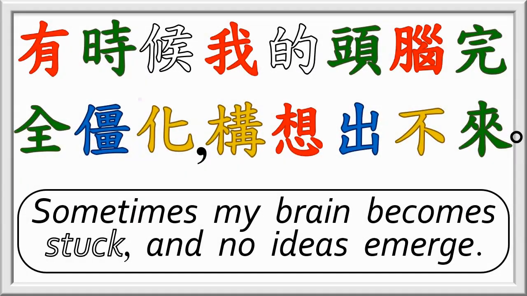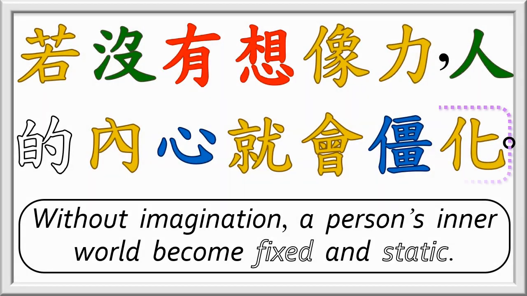僵化 means to become rigid, to ossify, or lose flexibility. 有时候，我的头脑完全僵化，构想出不来。Sometimes my brain becomes stuck, and I can't come up with any ideas. 若没有想象力，人的内心就会僵化。Without imagination, a person's inner world becomes fixed and static.